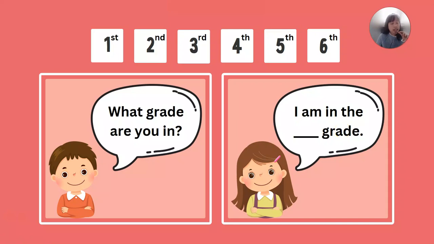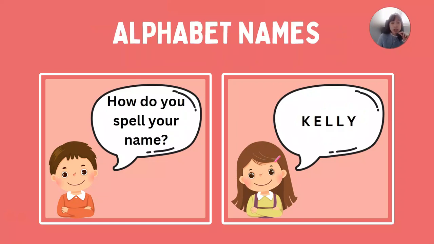Very good. Now I'm going to pick two people, A and B, and I want you guys to practice, okay? So A, you're going to ask question, what grade are you in? And B, pick any of the ones here and answer the question, okay? Go. Okay, I'm going to do this for maybe four pairs of kids, okay? And then the next one, alphabet names. This is another key expression that will be introduced in the textbook, so I will cover it here.